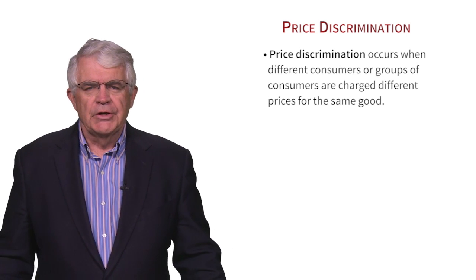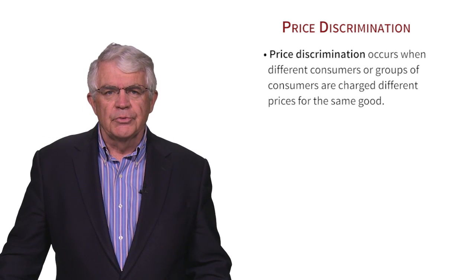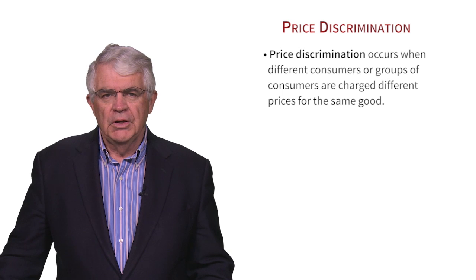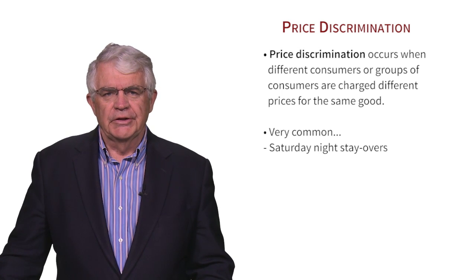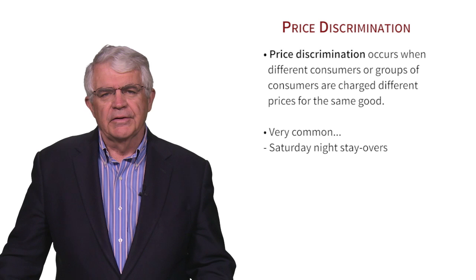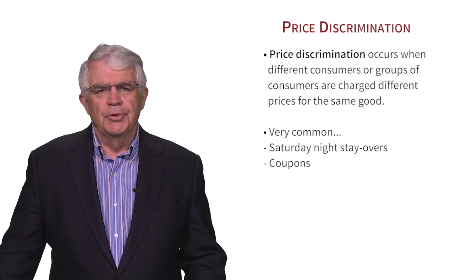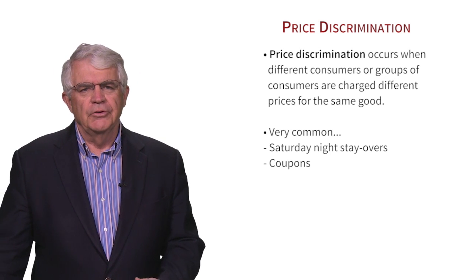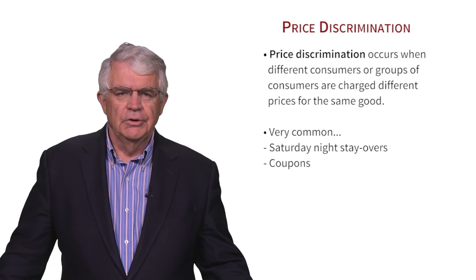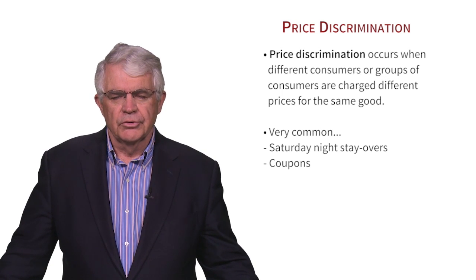First of all, price discrimination by definition occurs when different consumers or groups of consumers are charged different prices for exactly the same good. It's actually very common. You see it all the time. Think about airlines where you fly from one city to another. Usually you can get a lower fare for exactly the same travel if you stay over a Saturday night. Another example is coupons for newspapers. Sometimes newspapers will have coupons. You clip the coupons, and that enables you to get a lower price than people who don't clip the coupons when you go to the grocery store.